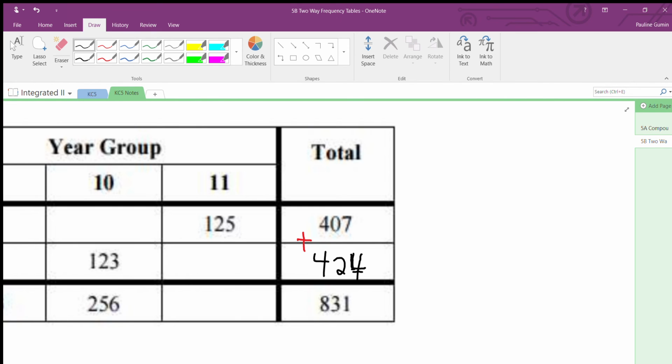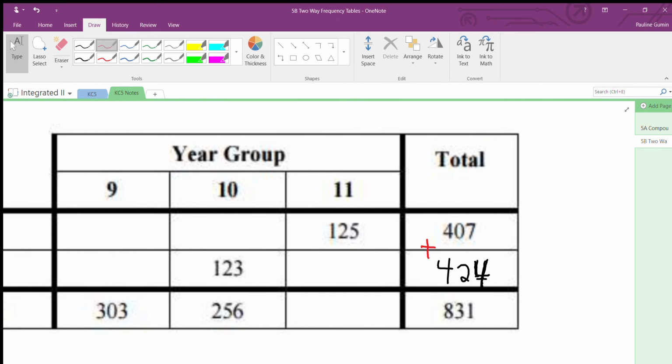Okay. I'm going to continue this. I see another vertical thing I can fill out. Something plus 123 is 256. I do some subtraction, and I get 133. And I think I'm done with my verticals now. Let's take a look at my horizontals. On the bottom, if you take a peek, we could do 303 plus 256 plus something is going to give us 831. So we need to do some subtraction. I subtract, and I get 272 11th graders.